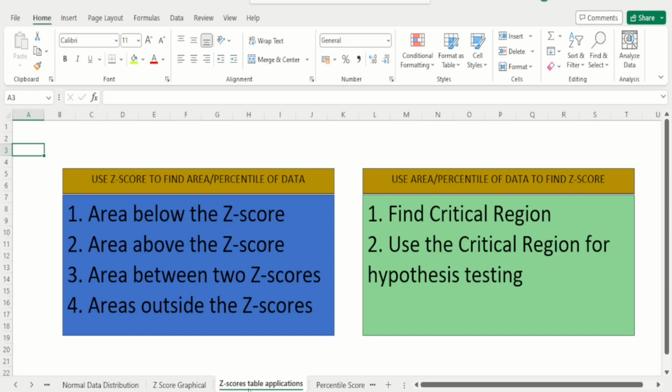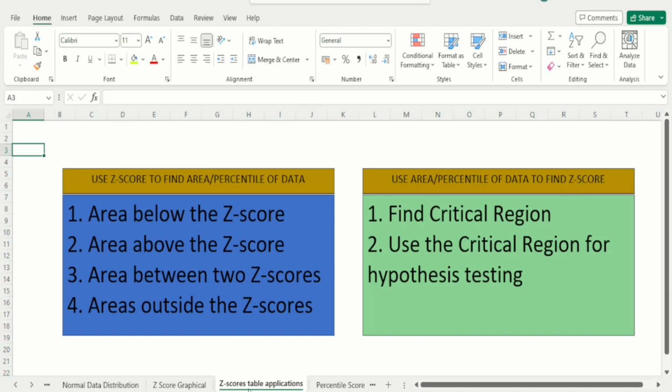The other application, as you can see, is mentioned on the right hand side, is the reverse application, which is, given the percentage of data points, or given the area of a normal distribution, if you want to get the z-score. This is something that we'll cover in a future video. It has a lot of applications, the understanding of this, especially towards the use of z-scores when you want to use z-scores for critical region or critical point testing in relation to hypothesis tests. That's where this will be useful. And this will be covered again in a different video.